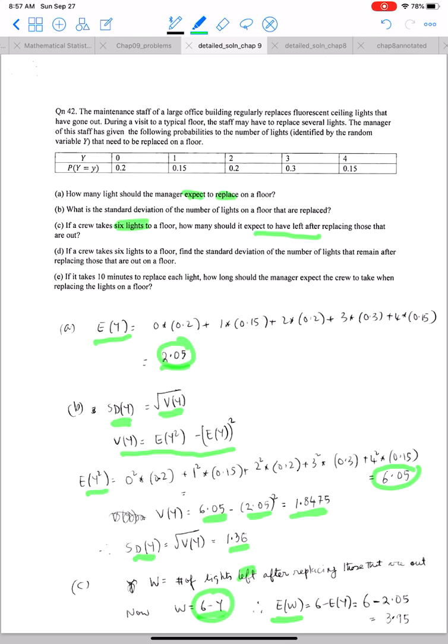We have to find the expected value of this. Here once again we use the expected value of ax plus b is a times the expected value of x plus b. For part C, my a is -1 and my b is 6. So we get 6 minus the expected value of y, which is 3.95.